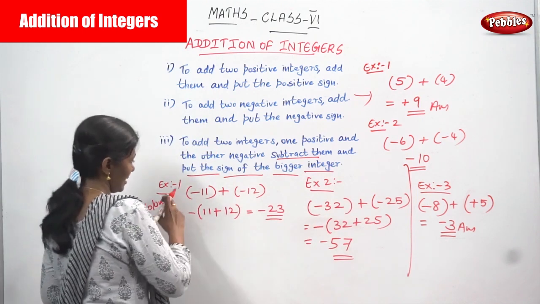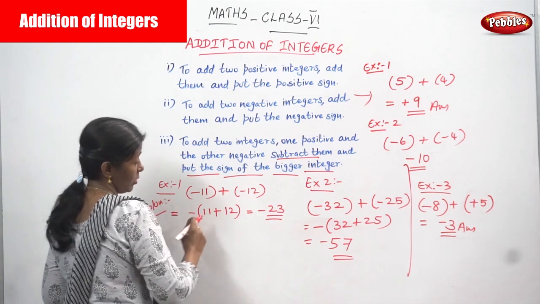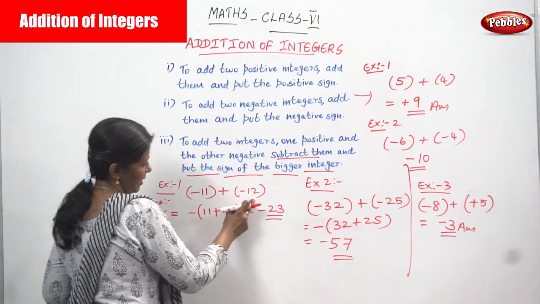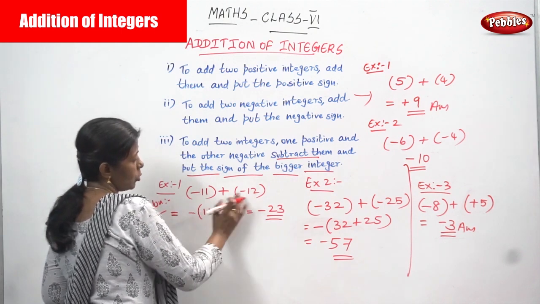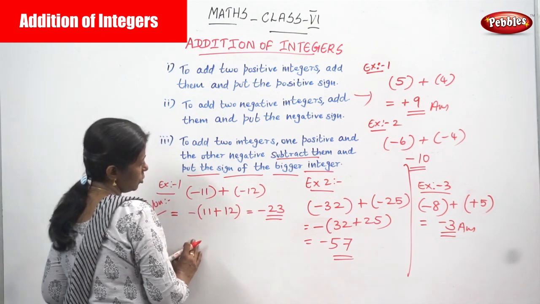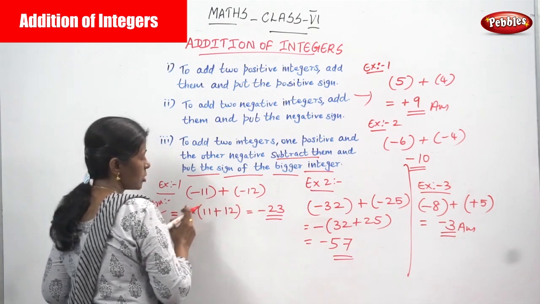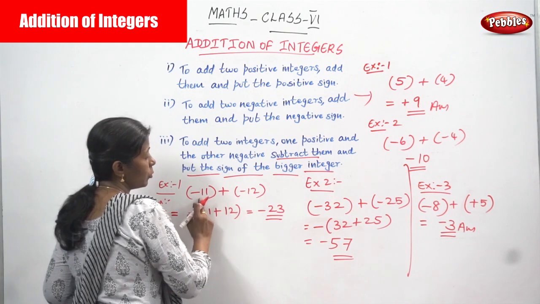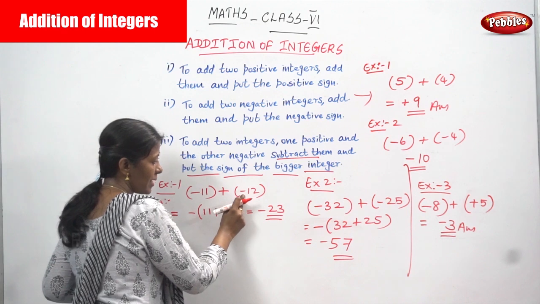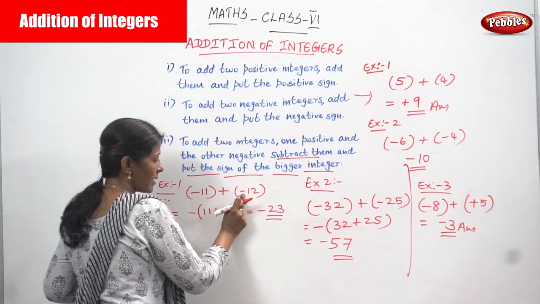Exercise 1 is this sum. I have given two examples. Minus 11 plus minus 12. This is also the same sign, both are negative integers. So I have to add both together, then use the negative sign. First I'm going to only add the numbers. This is minus 12 and this is minus 11, so both are the same sign. Here minus, here also minus.